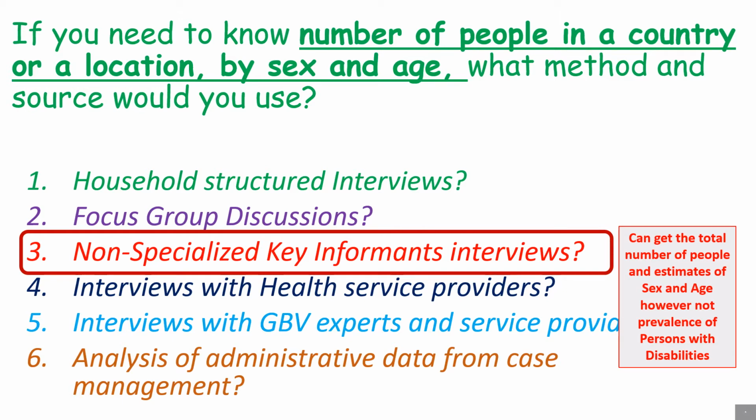Number one, I'm sure a lot of people would say number one. The thing about number one is household surveys are done using a generalized sample, but you cannot get the number of people. However, it can get the percentage of sex and age and persons with disabilities when using the Washington group of questions.